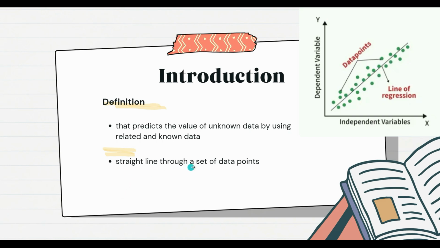And it's a straight line through a set of data points. If you see this graph, the straight line is the line of regression, which is surrounded by most of the data points. And we have independent variable x, and then we have a dependent variable y, and these are all the data points. And this is a line of regression. We'll see what these are.